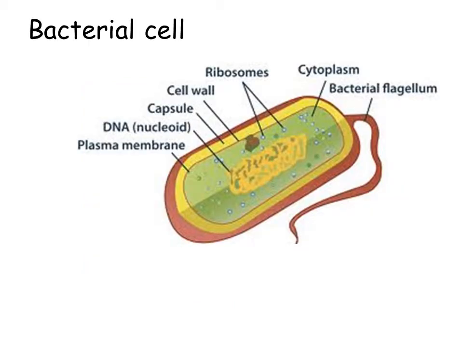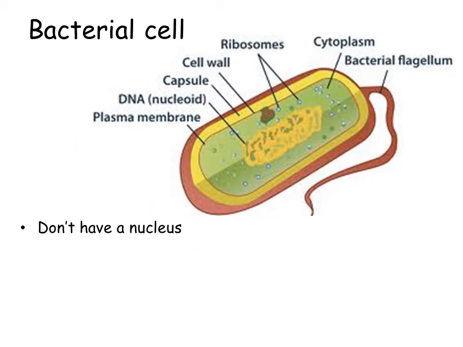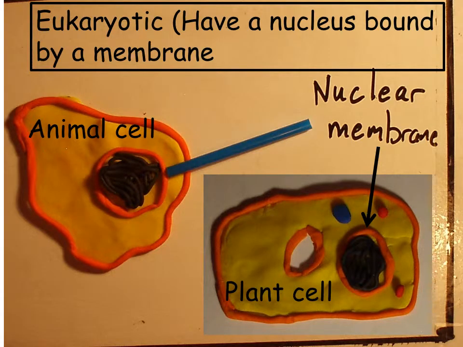We're going to have a look at some bacterial cells now, and bacteria are very different from the animal and plant cells that we looked at so far. Firstly, bacteria don't really have a nucleus like plant and animal cells do. Instead, their DNA just kind of floats about in the cytoplasm. If you think back to our animal and plant cells, we had our nucleus, which was separated from the rest of the cell by a nuclear membrane.